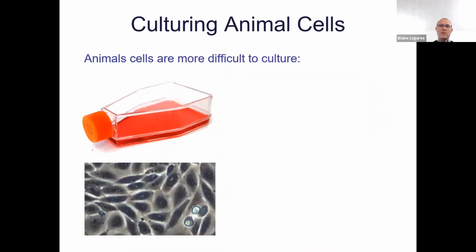A couple other things to talk about. So how do we culture animal cells? They tend to be a lot more difficult. Bacterial cells tend to grow in the wild and they will grow free. So you just need to feed them food. Animal cells don't grow like that.